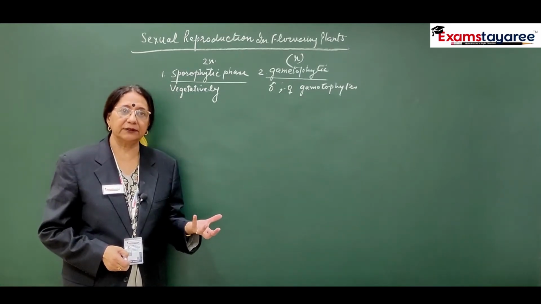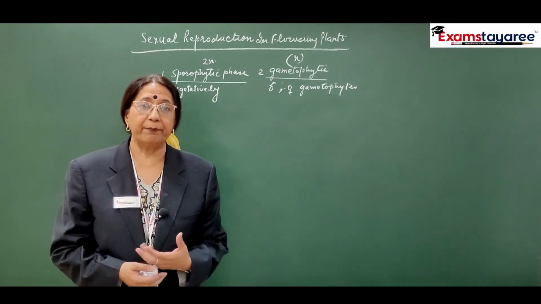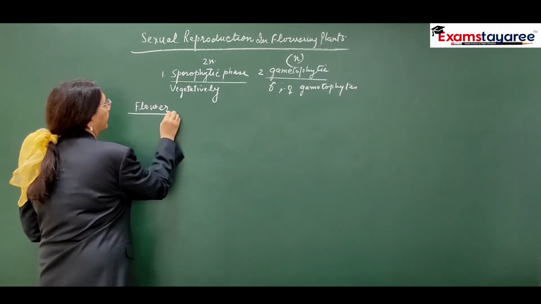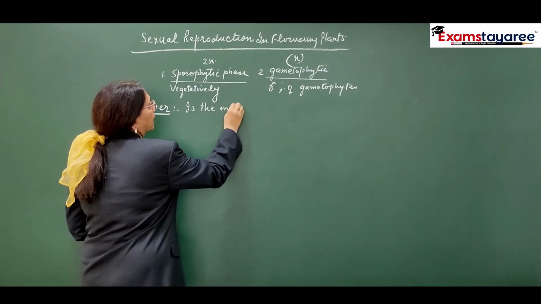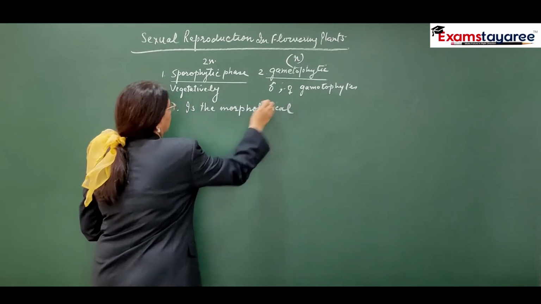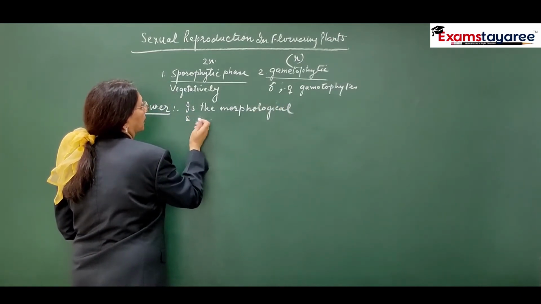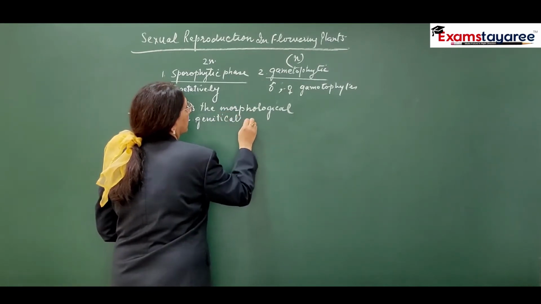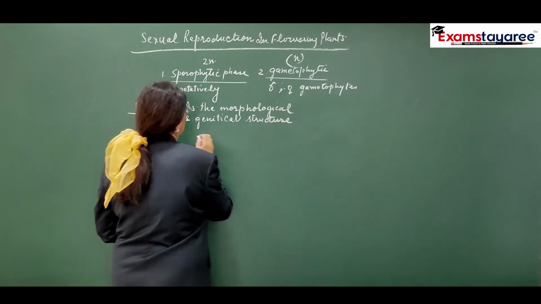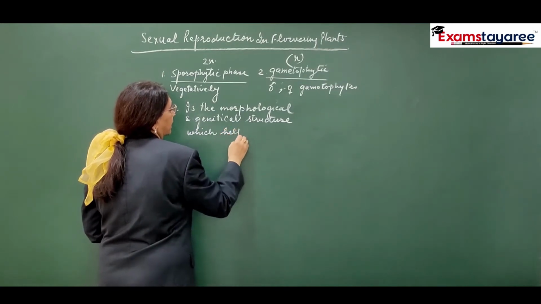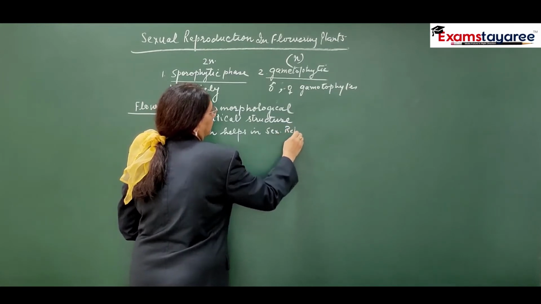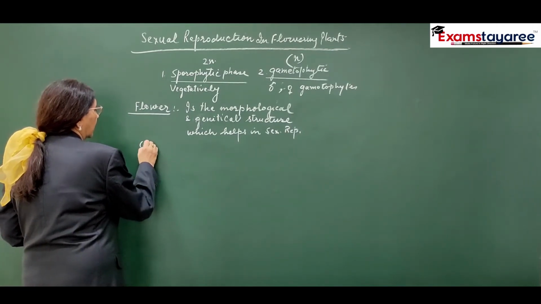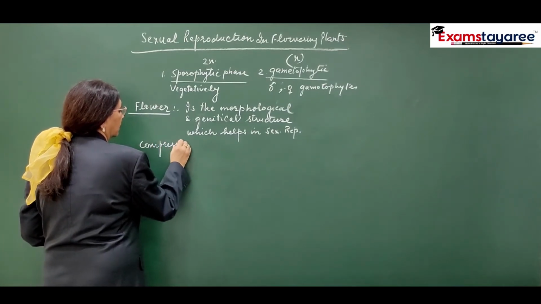So, what is a flower? For everyone else, flower is a beautiful thing. But for a biologist, flower is the morphological, structural and genetical structure which helps in sexual reproduction. Flower can also be defined as or considered as a compressed shoot.